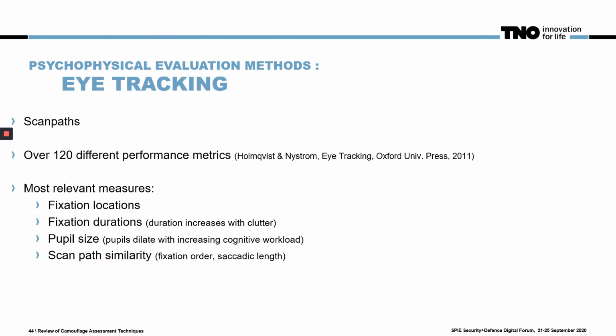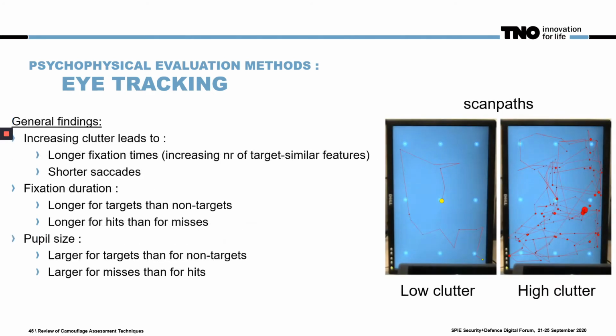Some of those metrics, for instance fixation location and duration, correlate with camouflage pattern conspicuity. Other metrics, like pupil size and scan path similarity, correlate with the distracting effects of visual clutter on human visual search. Increasing clutter leads to longer fixation times and shorter saccades, while fixation duration is longer for targets than for non-targets, and longer for hits than for misses. Also, pupil size is larger for targets than for non-targets, and larger for misses than for hits.